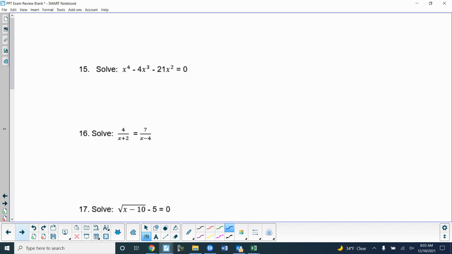All right, so here's another one. It's just got x to the 4th instead of x squared. But look, I got an x to the 4th, an x to the 3rd, and an x squared. Yeah, I can factor out an x squared, right? It's a GCF. We can factor this. This factor is pretty easy. So this is x squared. And then x to the 4th divided by x squared is x squared. Negative 4x to the 3rd divided by x squared is negative 4x. And negative 21x squared divided by x squared is negative 21.